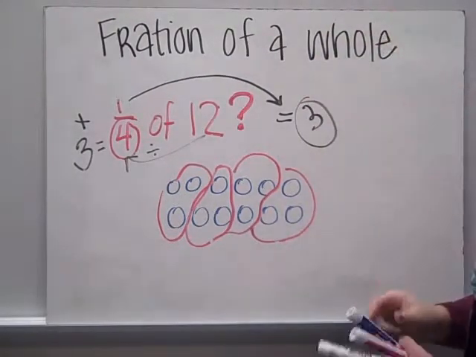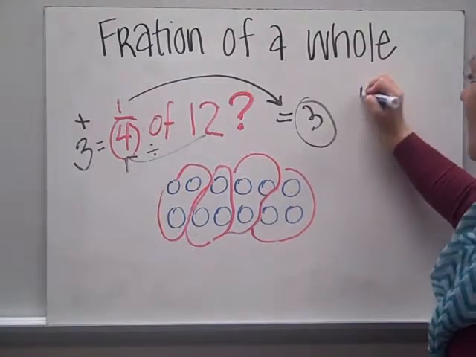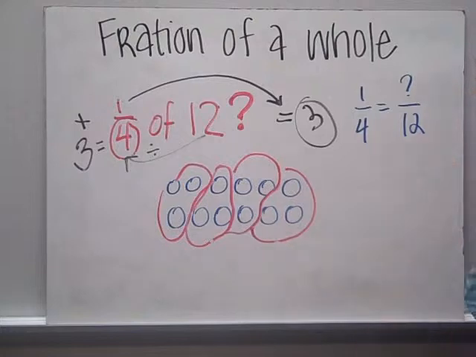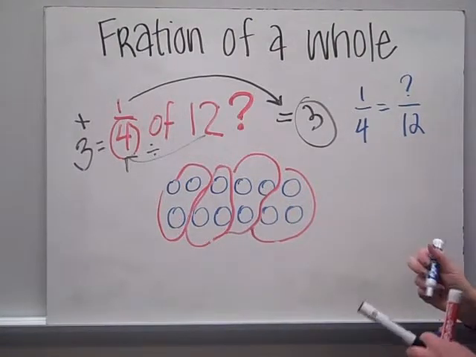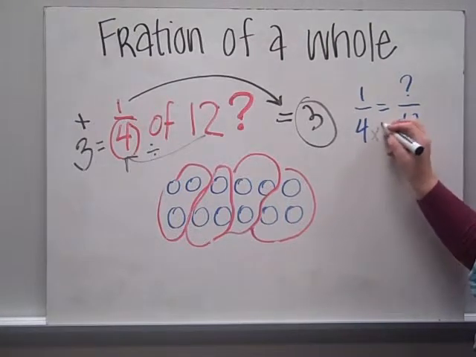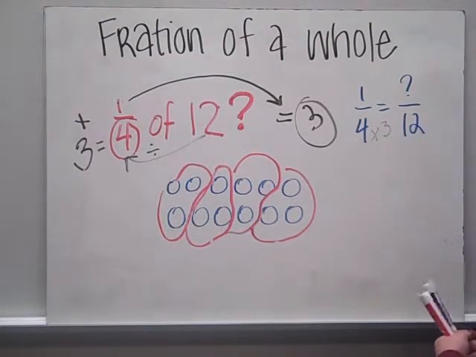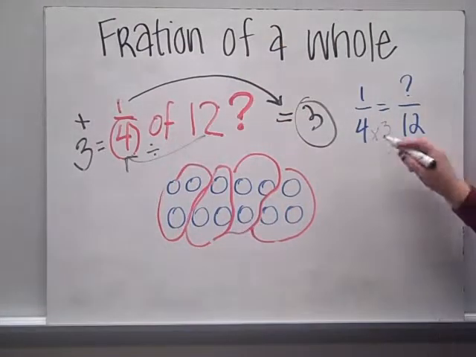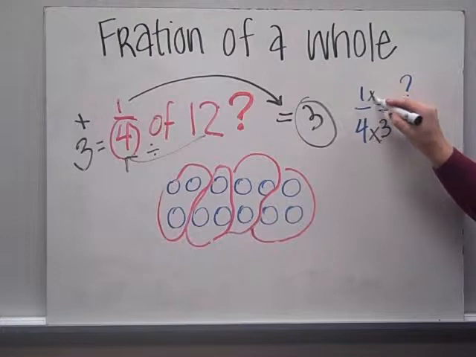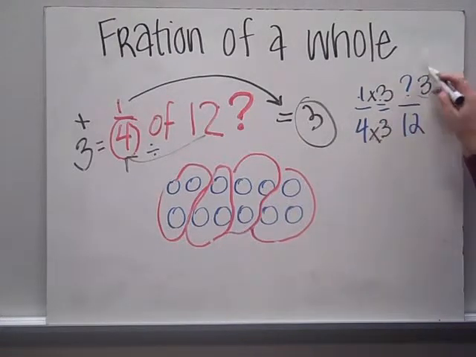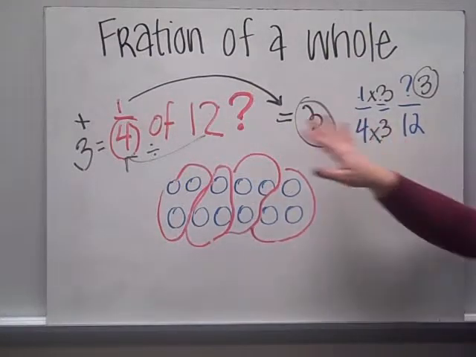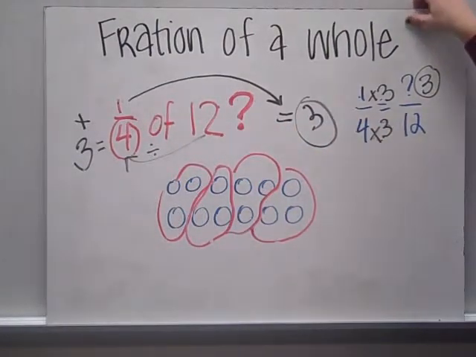Another way you could think about this, if you use your common multiplier: 1/4 is equal to how many 12ths? This is going back to something that looks pretty familiar. 4 times what is 12? 4 times 3. My marker's dying. 4 times 3 is 12. So the common multiplier, I multiply by the top. 1 times 3 is 3. Okay, so all that's saying is the same thing as what you've done before. It's just presented in a different way.